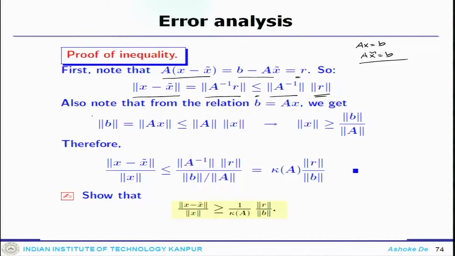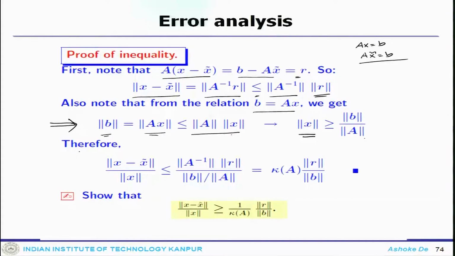So, from the relation b equals Ax, you get back the norm of b equals norm of Ax, which is again less than or equal to norm of A and norm of x. So, what one can write is norm of x greater than or equal to norm of b divided by norm of A. So, you just use this simple relationship of the norms for vector and the matrix.